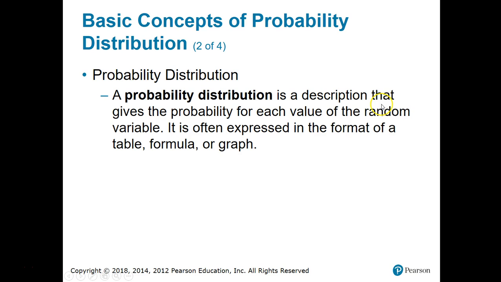A probability distribution is a distribution that gives the probability for each value of a random variable. This is best formatted as a table, formula, or graph. Formula if it's a bit more complicated, table if it's fairly simple, and graph if you have a graph.